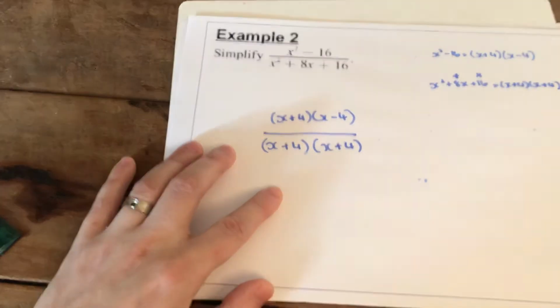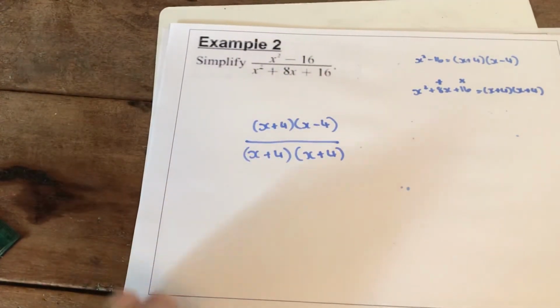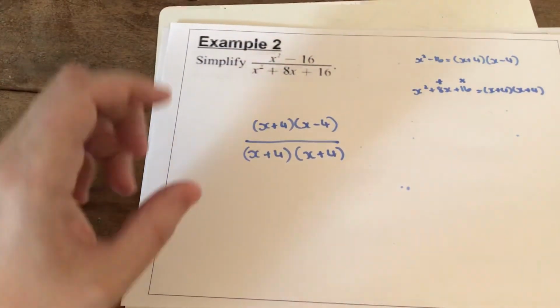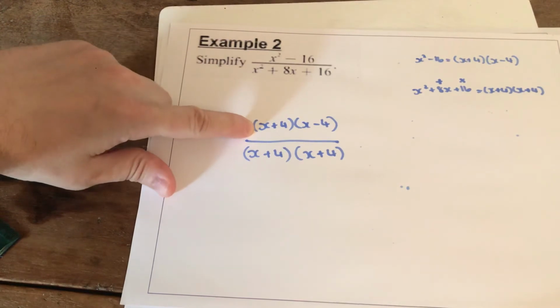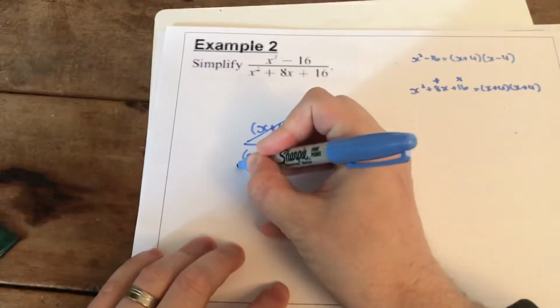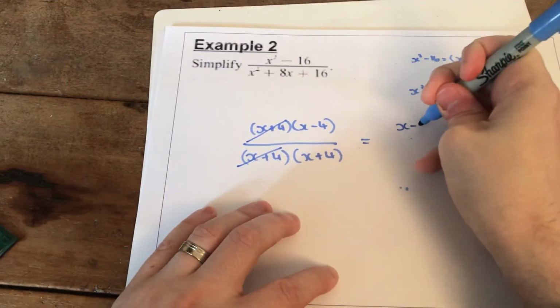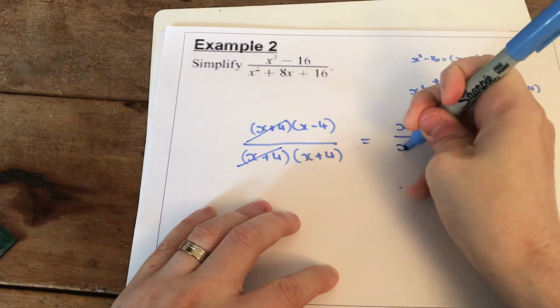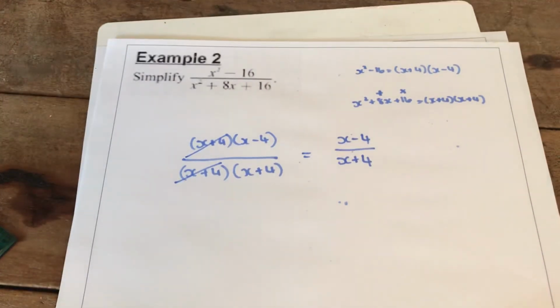What you will notice is every time you do this, if you're asked to simplify, there will be an expression, a bracket in that expression that matches on the top and the bottom. So if we have a look, we've got x plus 4 here, we've got x plus 4 here. So what we do is we cancel these out, and what we get left with is x minus 4 and x plus 4. And that is how we would simplify an algebraic fraction like that.